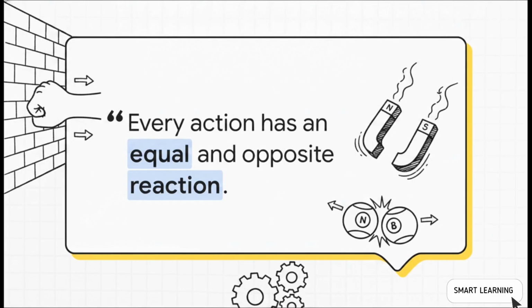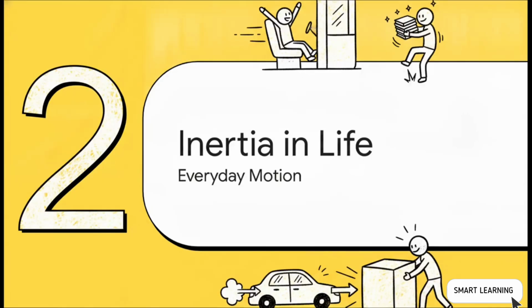And then, of course, we have the third law. Every action has an equal and opposite reaction. This tells us that forces never, ever exist in isolation. They always come in pairs. If you push on a wall with your hand, you might just feel like you're exerting force on the wall. But the mind-blowing truth is that the wall is actually pushing back on your hand with the exact same amount of force.